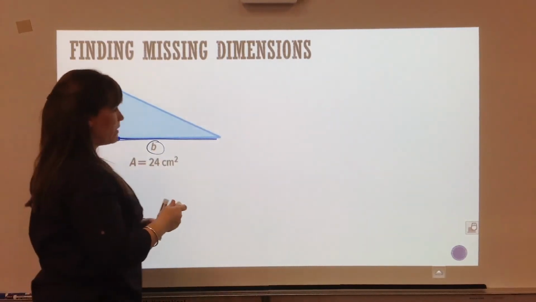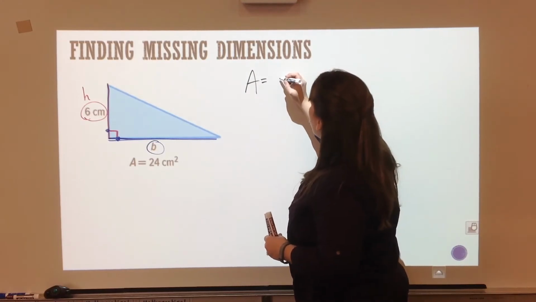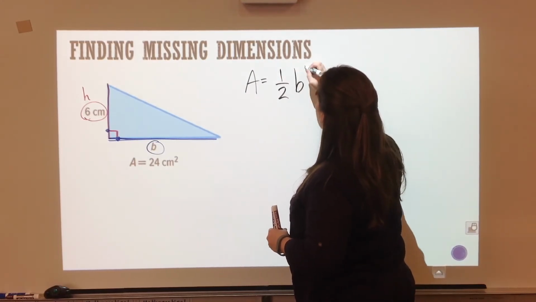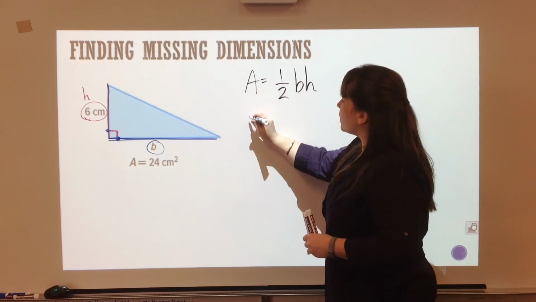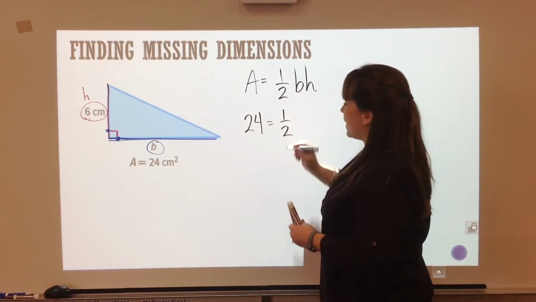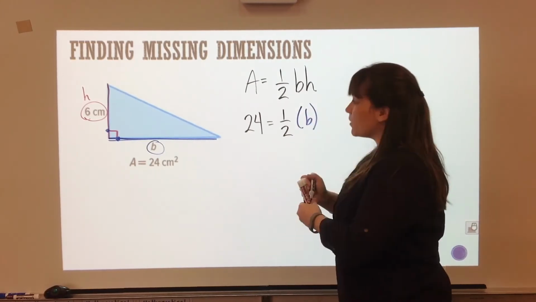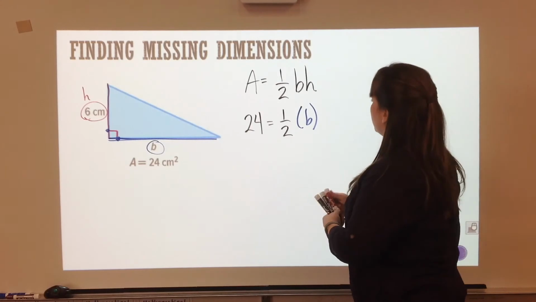We know our area is 24. So when we are doing our formula, I'm going to use the half base times height again. We're going to plug in our 24 because that's our area. We have our half. We don't know our base, so I'm going to put that B in here. But we do know that we have a 6 for the height.